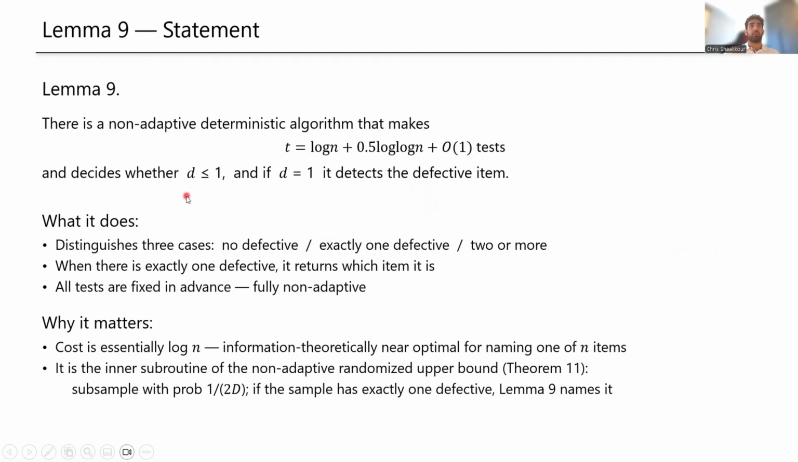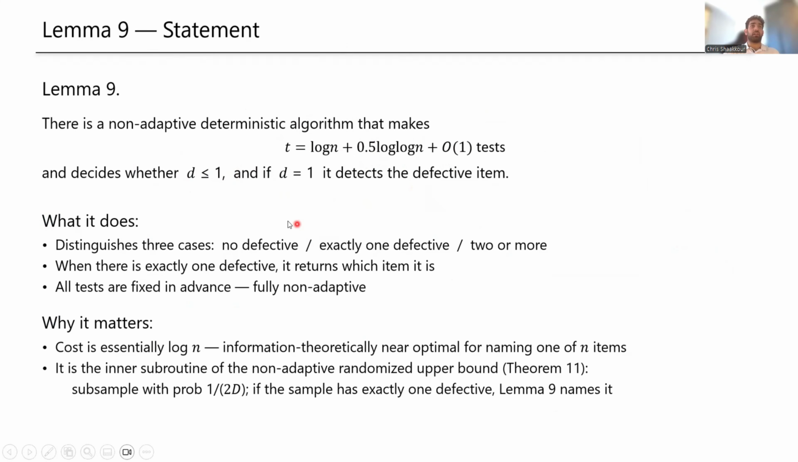So first of all, I'm going to start with lemma number 9. There is a non-adaptive deterministic algorithm that makes t equals log n plus half log of n plus O of 1 tests and decides whether d is smaller than 1. And if d is equal to 1, it detects that defective item. So t is the number of tests, again, in the matrix we are working with, or the number of rows in the matrix.